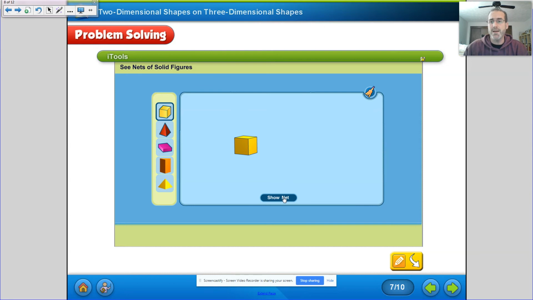Now it says show net. A net is, again, when you take a three-dimensional shape and you flatten it out, right? So you can see this was the square that was folded up. This was the square folded this way. This was the square for the top. You can see that the cube is made up of 1, 2, 3, 4, 5, 6 squares, right? All right, let's get rid of that one. My little sweeper, I like that little sound too.